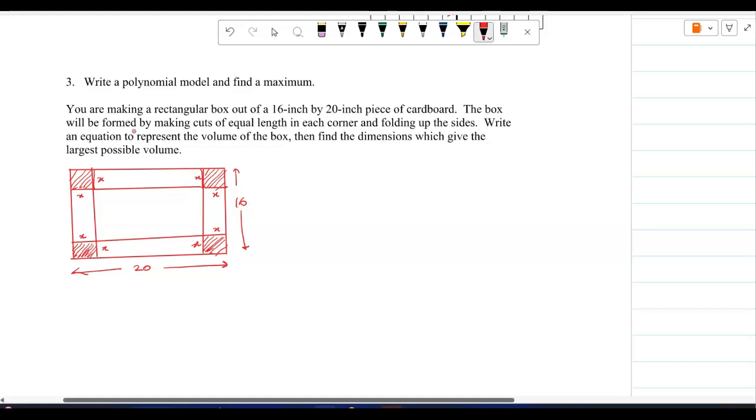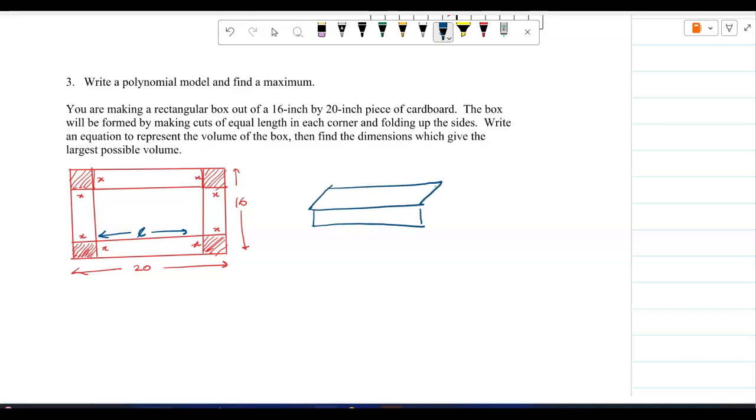Find the dimensions of the box. Write down the equation that represents the volume of the box. So what is the length of the box? When I say length of the box, I'm asking you, this would be the length of the box. You'll cut off these corners and fold this to form a box. It'd be 20 minus 2x. So the length will be 20 minus 2x.